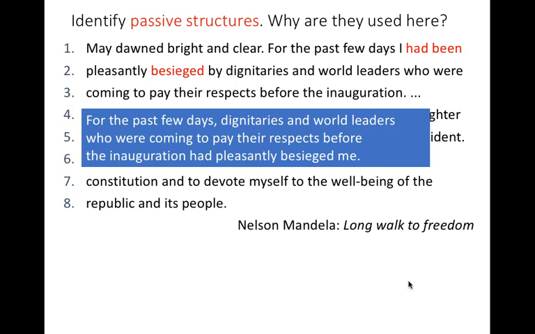If he hadn't used the passive, that initial sentence would be, for the past few days, dignitaries and world leaders who were coming to pay their respects before the inauguration had pleasantly besieged me, which would be, wow, just hard to read.